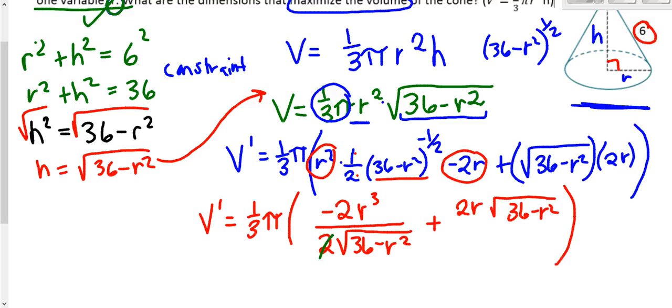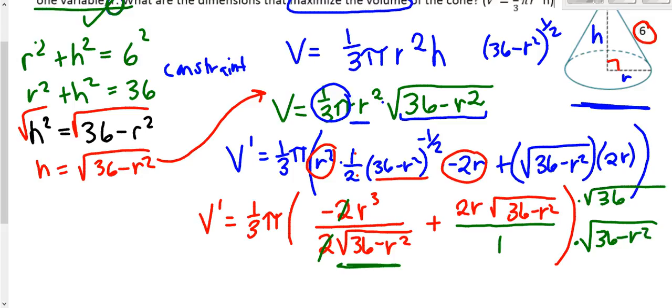A couple things can happen. One, there are two 2's over here. Those can cancel. Two, we need to combine these to be able to solve for r. So, oh, I didn't mean to write an r. That's an over 1. This is over 1. We need them to have the same denominator. So this has a denominator of the square root of 36 minus r squared. So I need this one to have a denominator of the square root of 36 minus r squared. What I do to the top, I have to do to the bottom, 36 minus r squared.